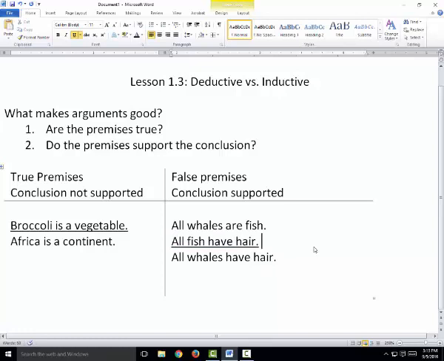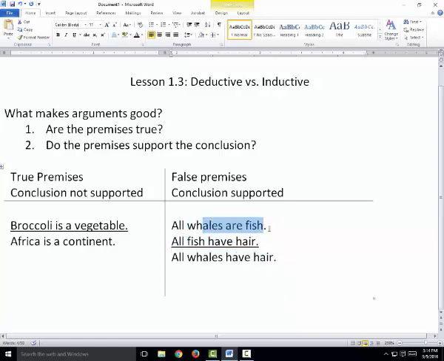So the premises are false, but I want you to think about the relationship between the premises and the conclusion now. And one way of looking at how you can do this is to think in terms of what if the premises were true. So I'm going to ask you to imagine that the premises are true. That's right, imagination plays a big role in thinking about supporting conclusions. Imagine that whales were fish, and imagine that fish did have hair, and then ask yourself this: would the conclusion be true if the premises were true? Now you should be able to see that the conclusion here, that all whales have hair, would have to be true if the premises were true.